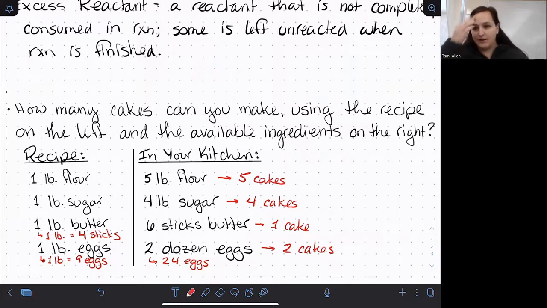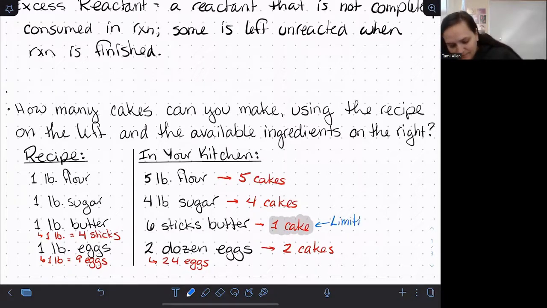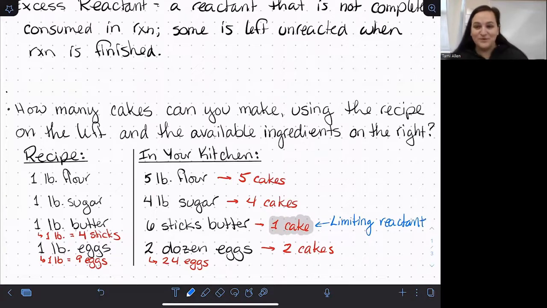So looking at our ingredients compared to our recipe, we see that with what we have available, once we make 1 cake, we're out of butter, which means it doesn't matter that I have 5 cakes worth of flour. I can't make 5 cakes because I don't have enough butter to make 5 cakes. So in this analogy, the butter is my limiting reactant. I run out of butter, I can't make any more cake. We're only having 1 cake at this party.